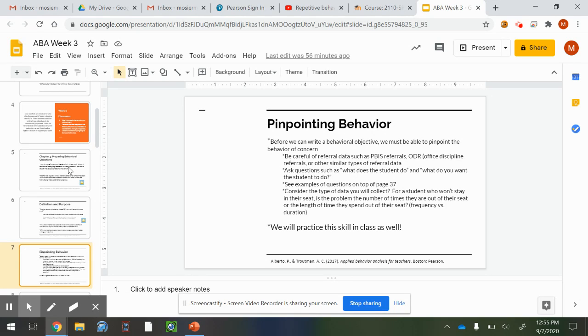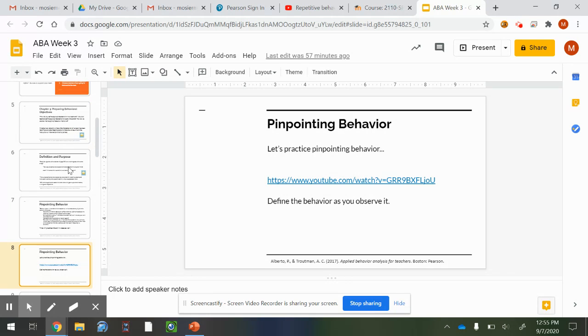For a student who won't stay in their seat, and the book gave a good example of this, say a student who won't stay in their seat, what is the problem? Is the problem that they're getting out of their seat 20 times in a 30-minute instructional period? Or is it that they get out of their seat once and continue to wander the room during the length of that 30-minute instruction time? So as you're asking some of those probing questions, be sure to determine whether you're looking for frequency or duration. And you'll see a note there. We will practice this skill in class tonight as we look over some videos.